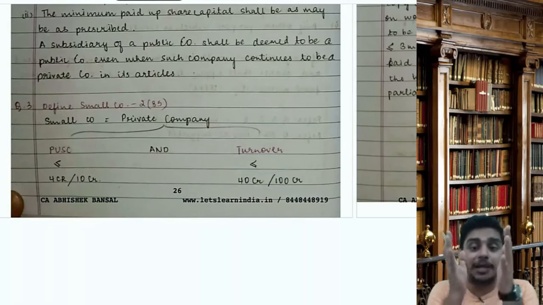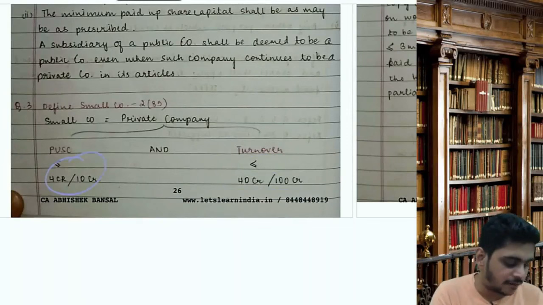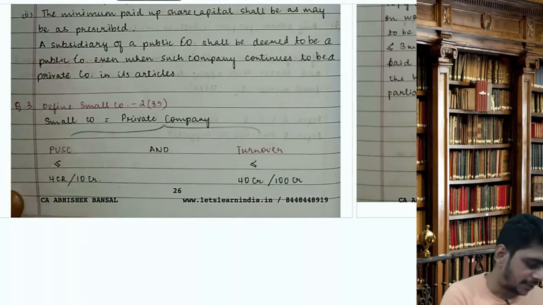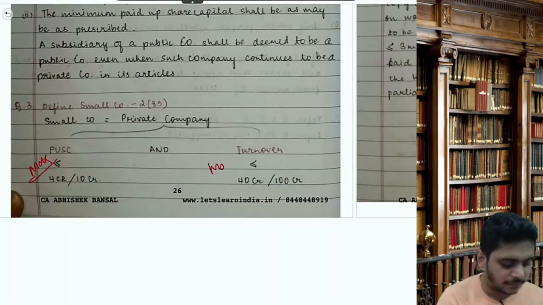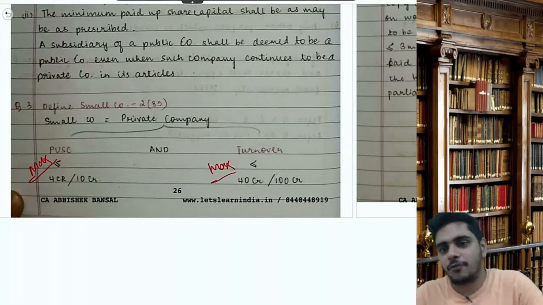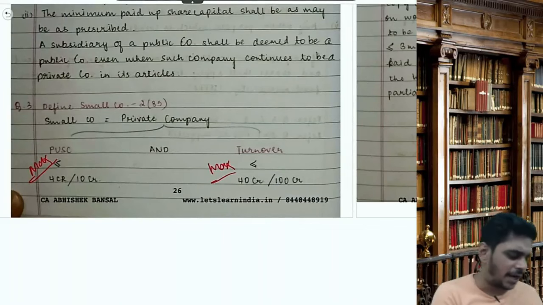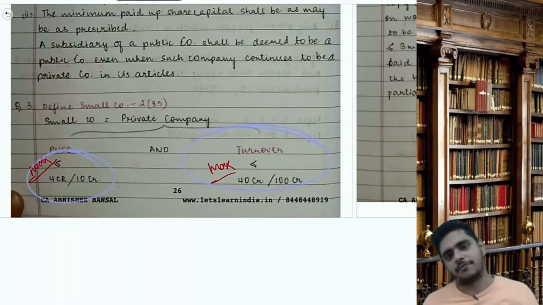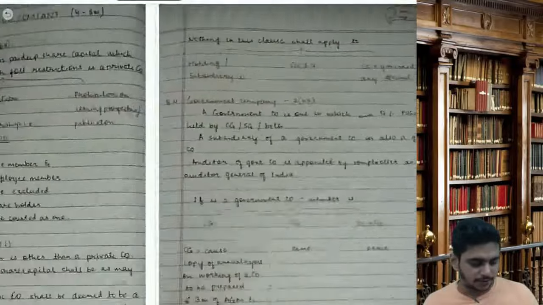For your attempt, the limit is how much? 4 and 40. Less than or equal to means maximum 4 crore and maximum 40 crore. So, a small company is a type of private company having capital of maximum 4 crore and turnover of maximum 40 crore.